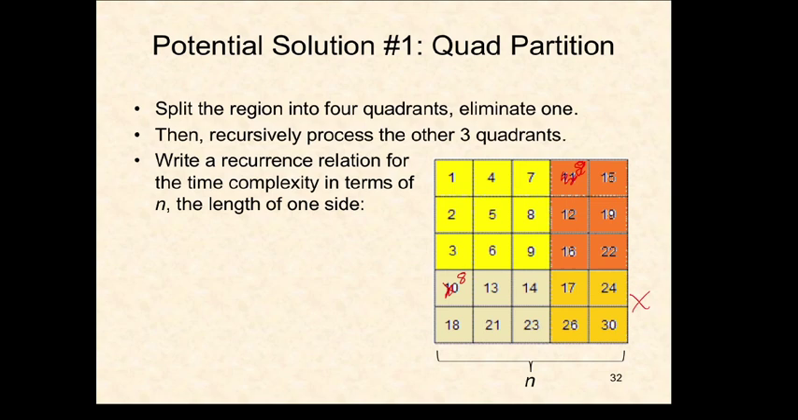So I could have eliminated one of these regions based on the middle. I could also get lucky and say, hey, I found 9. That's right in the middle. I'm done. But if I don't find it right in the middle, I can do one of the other regions.